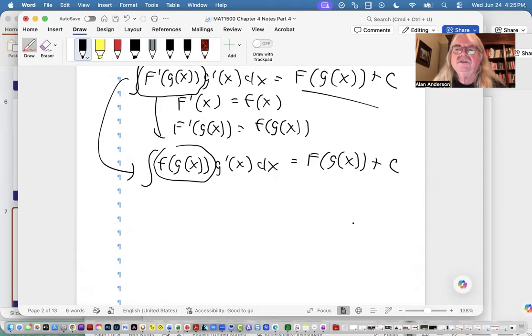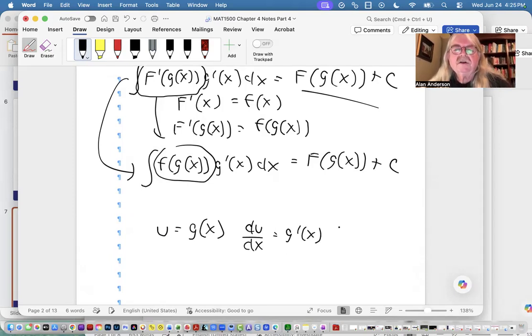So what they're going to introduce us to is the idea that we can replace one of these variables with a different variable, which makes the integration simpler. So what if I were to do the following? Suppose I said u is g of x, okay? That implies that du dx is g prime of x, and that in turn implies that du is g prime of x dx. So therefore, what you've got here is this becomes f of u, and all of this becomes du.